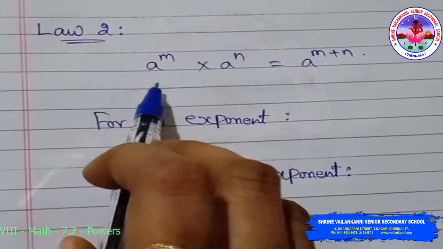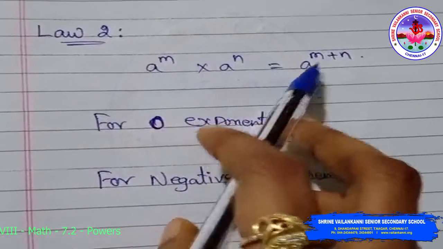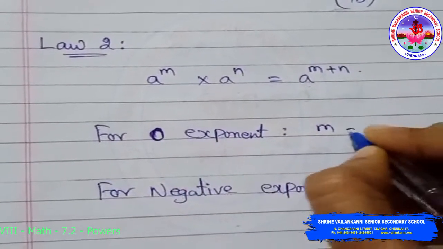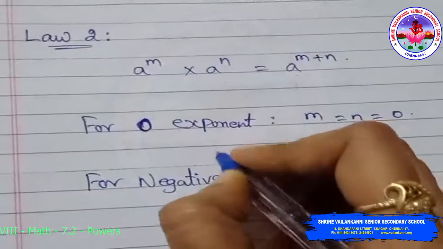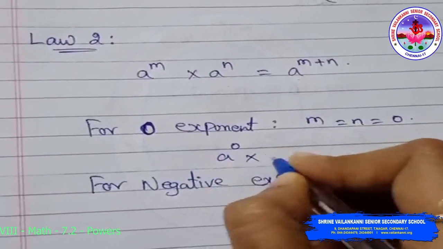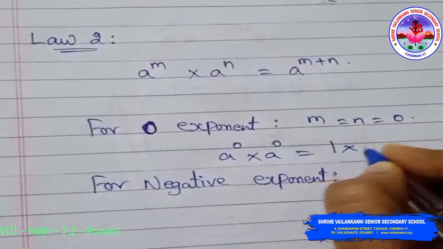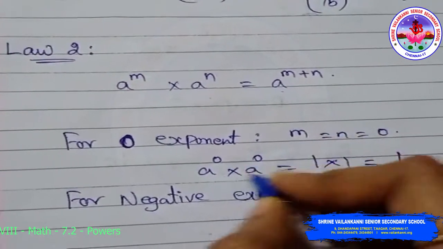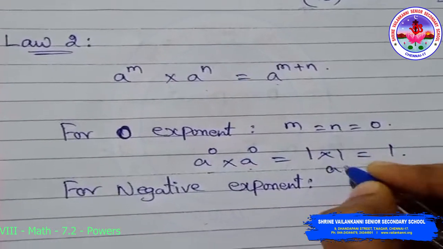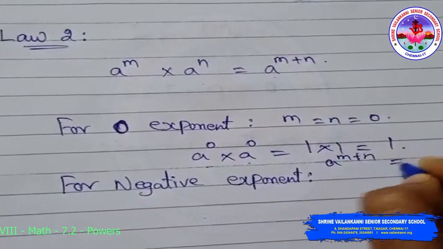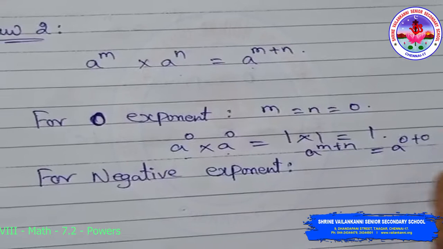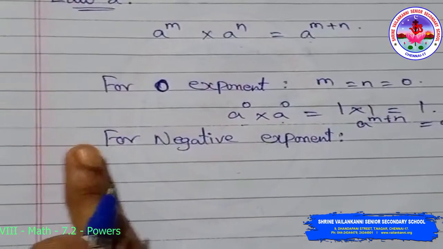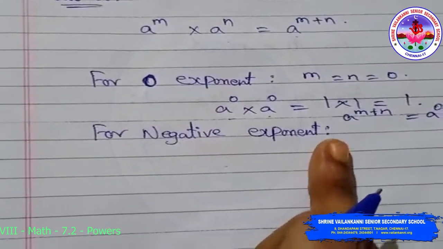Law 2. a power m into a power n is equal to a power m plus n. For a zero exponent, n is equal to 0. a power 0 into a power 0 is equal to 1 into 1 is equal to 1. Now, that is LHS. Next, RHS. a power m plus n is equal to a power 0 plus 0 is equal to a power 0 is equal to 1.